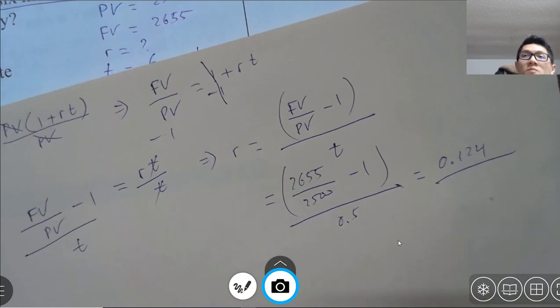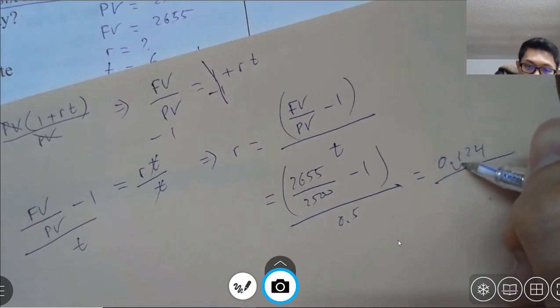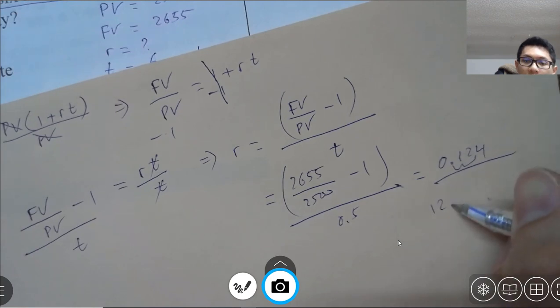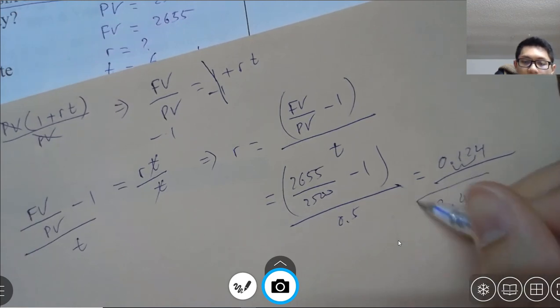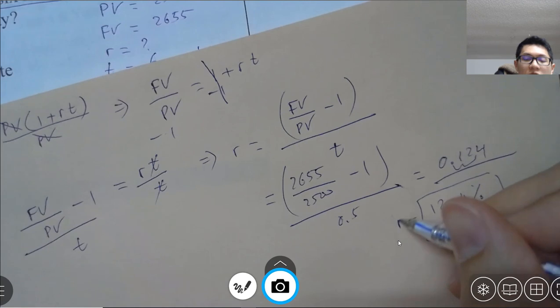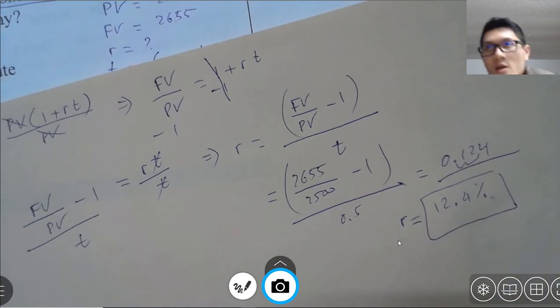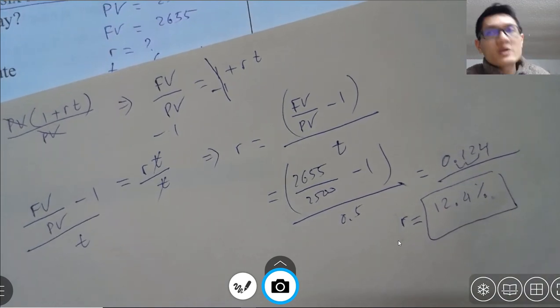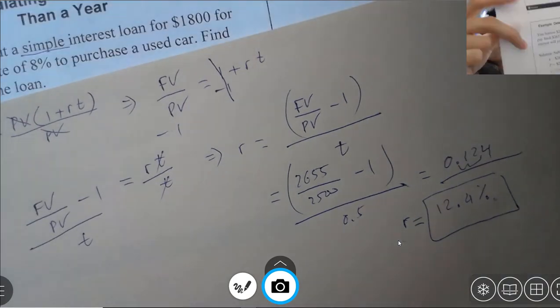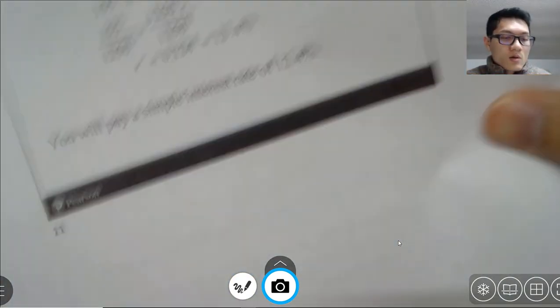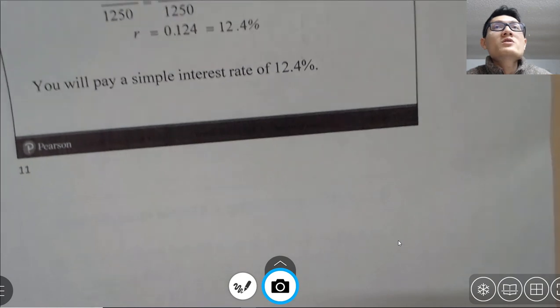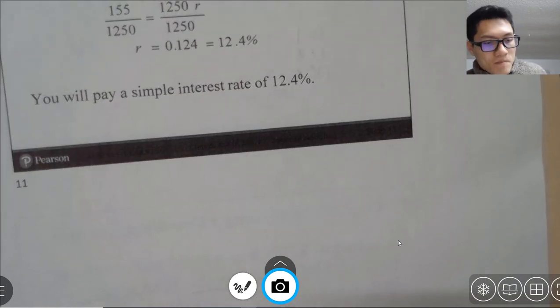Now you want the rate as a percentage. You have to move 2 places to the right, or 12.4%. So the interest rate that you are paying your friend is 12.4%. Or you will pay a simple interest rate of 12.4%.